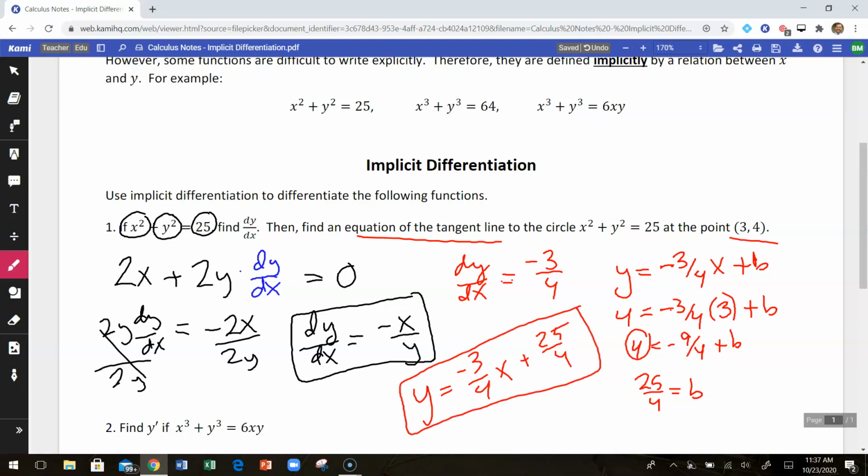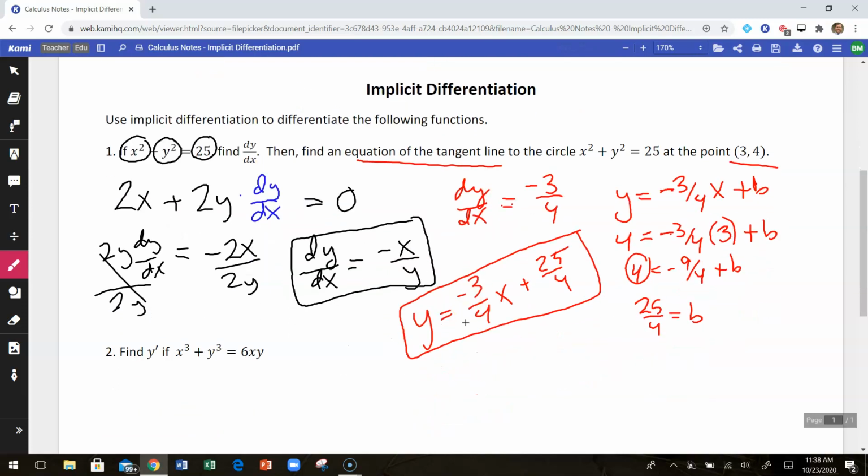The whole finding the equation of the tangent line part is the same as what you did with explicitly defined functions. The difference is that when you do implicit differentiation, your derivative is also going to have x's and y's involved. So instead of just plugging in the x to get my slope, I'm going to have to plug in both the x and the y to get the slope of our tangent line.